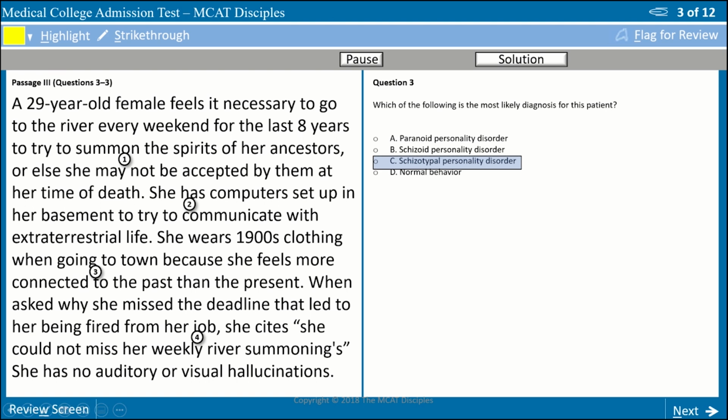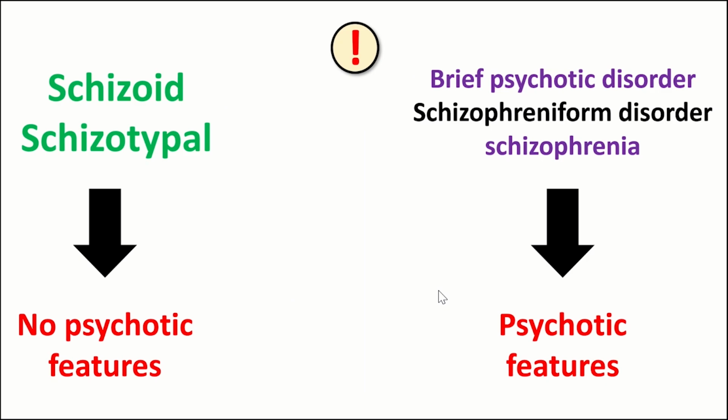And now I just want to take a moment to make something very clear to you all. You keep seeing this at the end of these little vignettes. She has no auditory or visual hallucinations. And in the last one, they said his speech was linear and goal-oriented. That is trying to tell you that these people are not experiencing psychotic features of disease. Schizoid and schizotypal personality disorder have no psychotic features, whereas brief psychotic disorder, schizophreniform disorder, and schizophrenia will show psychotic features.